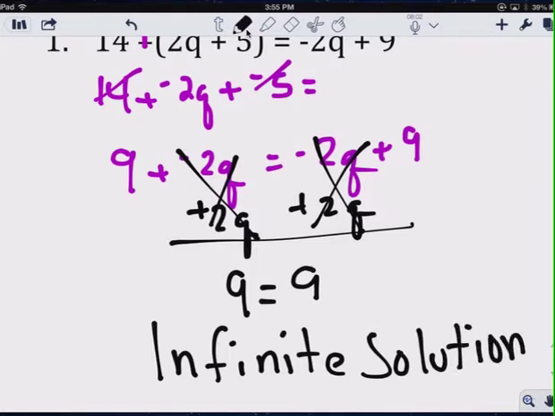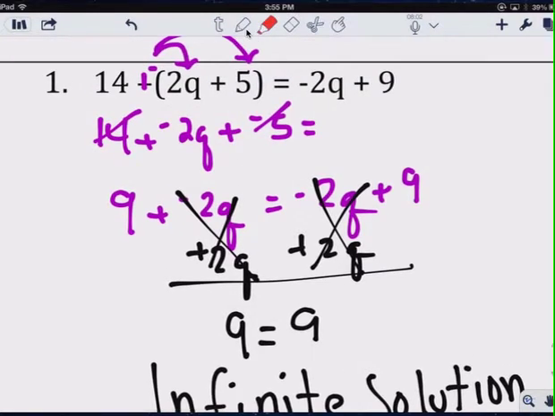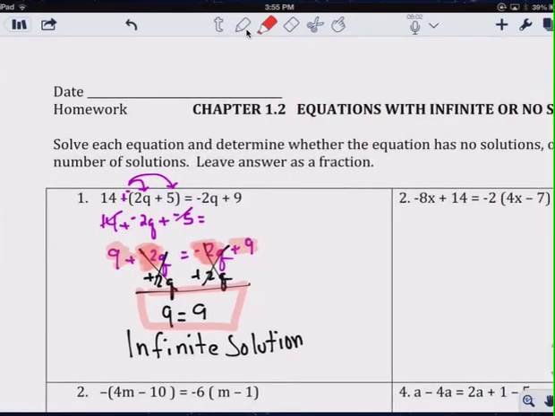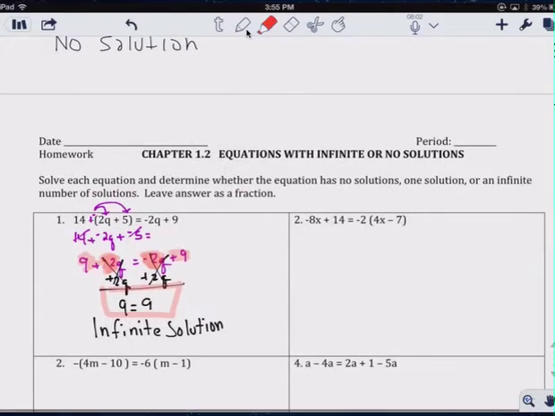Notice in infinite solution that the coefficient next to the variable, they call these the coefficient of negative 2, they're the same. And then the constants are also the same, making the equation equal. Right away you should know, then you can prove that. That means whatever number you put, it's going to work. It's going to equal itself.